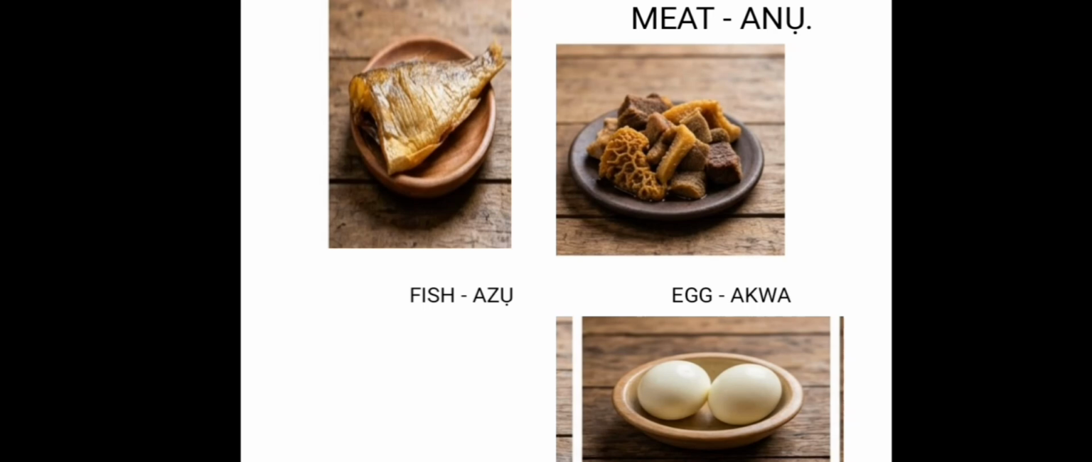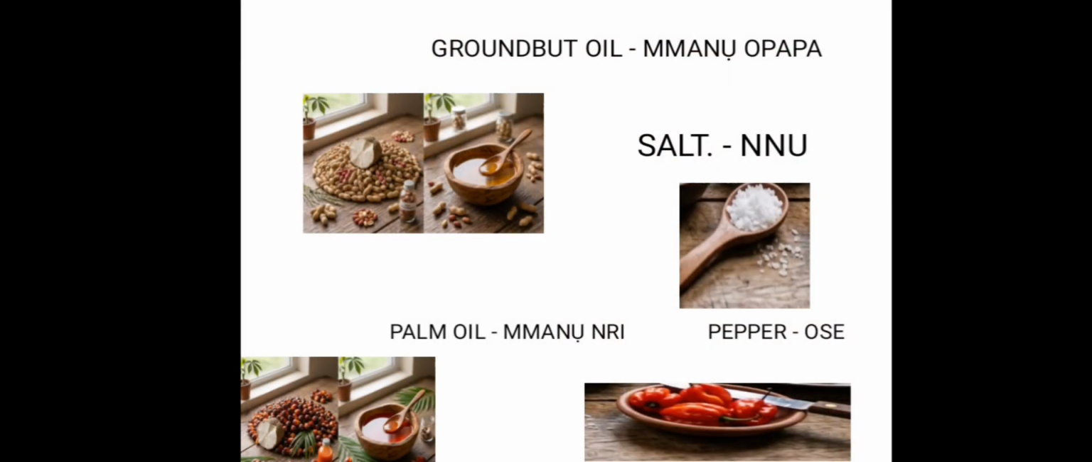Say it. Good job. Now some people can put egg as an obstacle or protein in their food. Egg in Igbo is called aqua. Aqua.